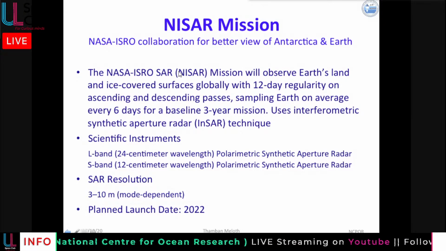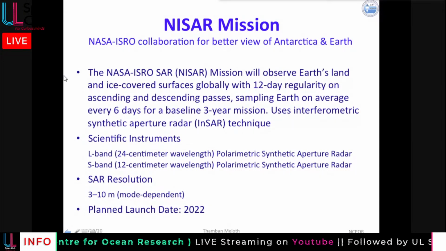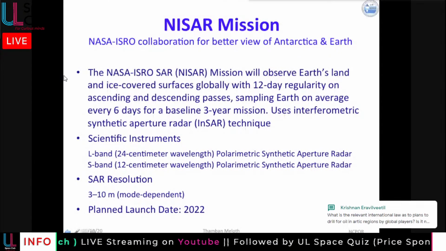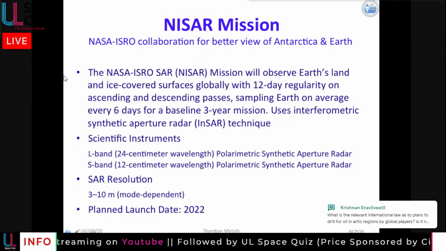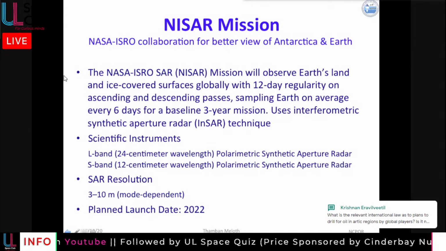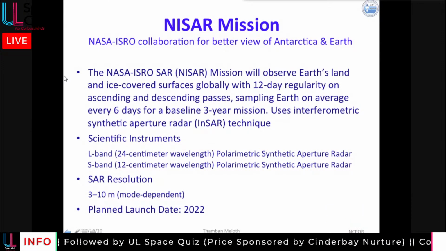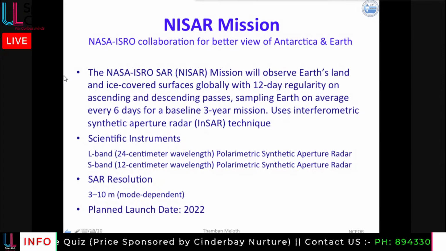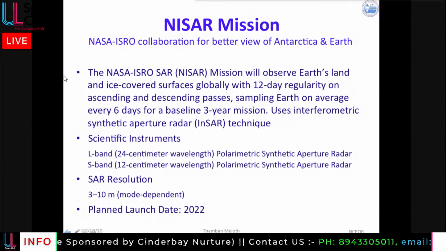Such a high resolution, about 3 meter resolution using a space technique, we used to only think it's in the past as a dream. That's going to be possible with this particular mission. And the planned launch date is going to be in 2022. We hope it happens, although we are under problem related to COVID and other delays.